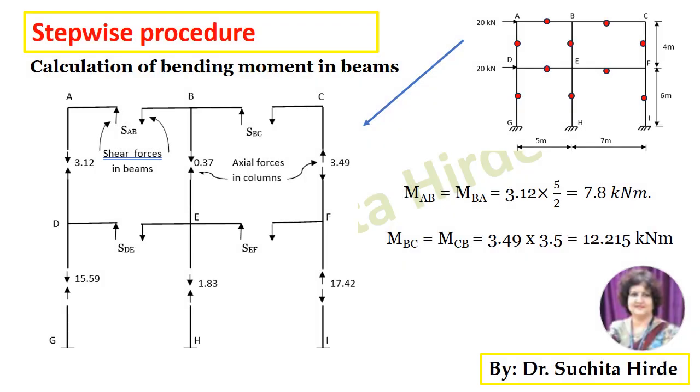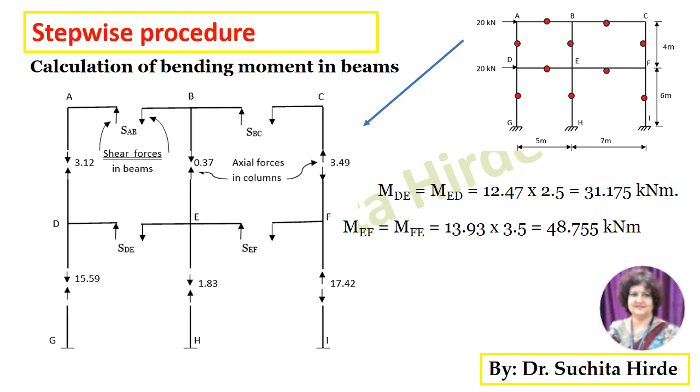So bending moment in top beams, MAB is equal to MBA, which is equal to 7.8 kilonewton meter, and MBC is equal to MCB is equal to 12.215 kilonewton meter. Similarly, we can calculate bending moment in bottom story beams. So for bottom story, MDE is equal to MED is equal to 31.175 kilonewton meter, and MEF is equal to MFE is equal to 48.755 kilonewton meter. So this is how we can calculate bending moment in all the beams.